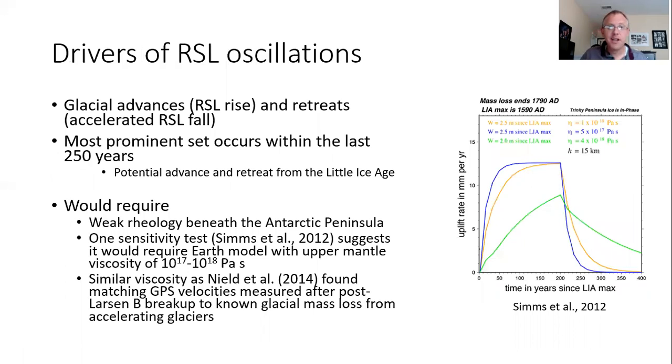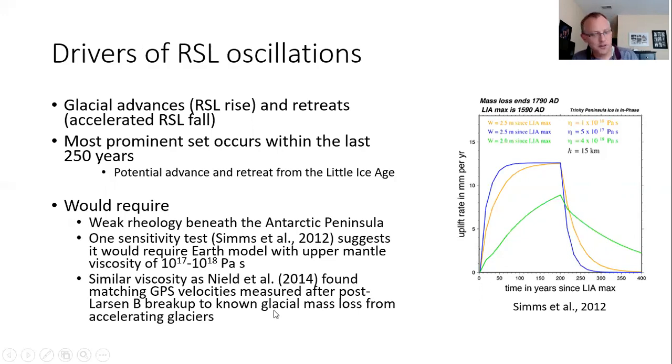What could be driving these transgressions and then the later accelerations in RSL fall? Well, we think it is controlled by glacial advances and retreats. When the ice advances, we depress the crust, which causes a local RSL rise. When it then retreats again, we get an accelerated RSL fall. The most recent set of that transgression and an accelerated fall occurs at about the time of the Northern Hemisphere Little Ice Age, for which we do find some evidence throughout the Antarctic Peninsula of such an advance and retreat.